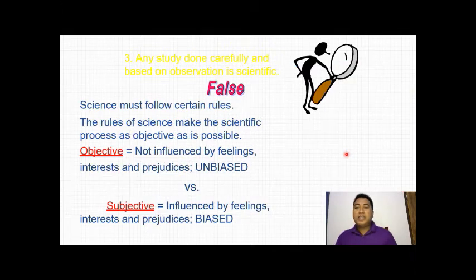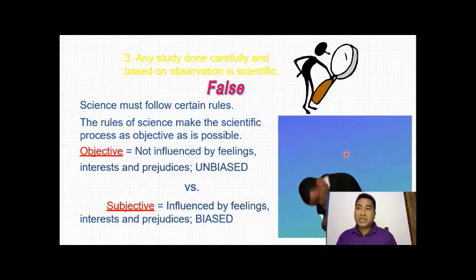Okay, so the next one: any study done carefully and based on observation is scientific. This is false. Science must follow certain rules, and the rules of science make the scientific process as objective as possible. So we do not consider anything that is subjective as science. It has to be objective. Therefore, it has to prove facts.